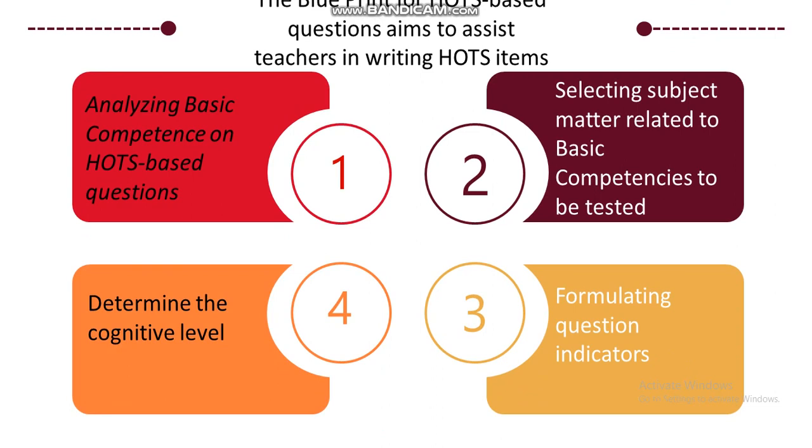The first is analyzing basic competence for HOTS-based questions. And the second, selecting subject matter related to the basic competencies to be tested. And the third is formulating question indicators. And the last is determining the cognitive level.